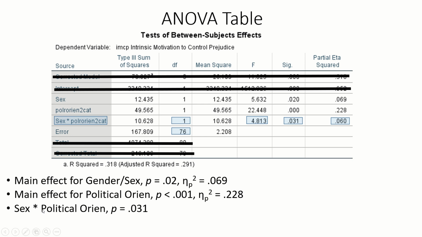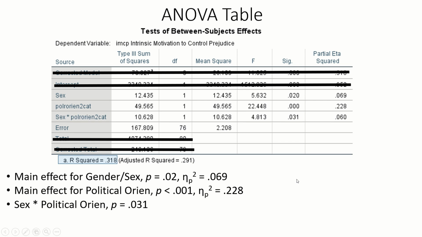So we do have a significant interaction. Right? So that means the effect of political orientation is going to be different for men versus women, and/or the simple effect of gender is going to be different for liberals versus conservatives. And so we'll take a closer look at the simple effects here in a second.